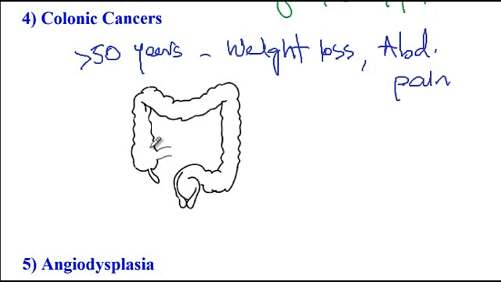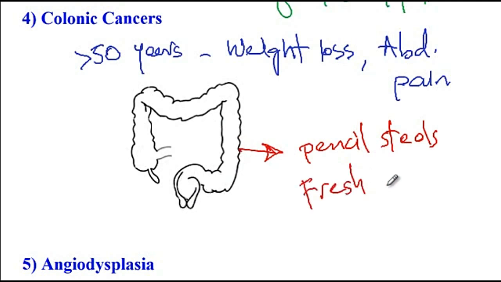Now, depending on the location of tumors, these patients can have different symptoms. So if the tumor is inside the left colon, since the left colon has a smaller luminal diameter, it will cause pencil stools, and sometimes obstructs the GI tract. In addition, since the left GI tract is very close to the rectum and the anus, the type of blood that you see is fresh, bright blood.